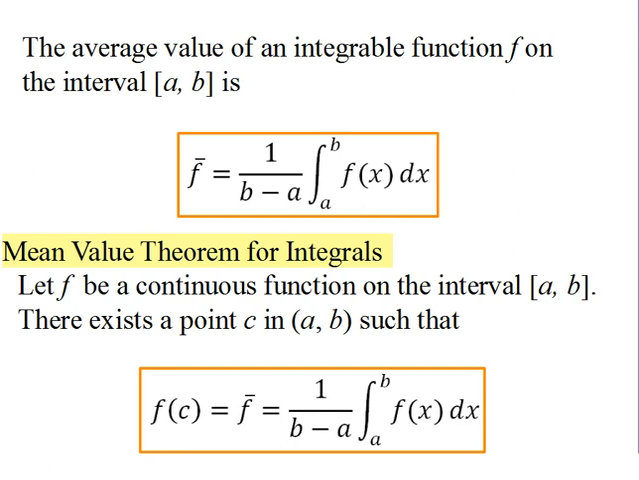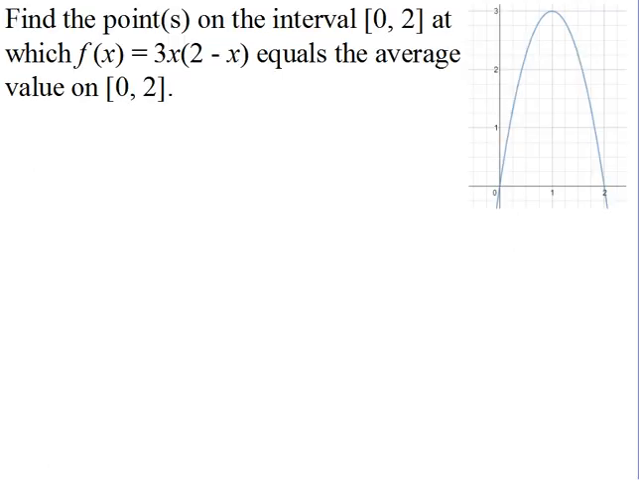Okay, and so we're going to confirm this with an example here, looking at the function 3x times the quantity 2 minus x. We want to know, on the interval 0 to 2, at what point does that function equal the average value on 0 to 2? So let's find the average value first. If you want to look at this graphically, we have the graph right here. This is our f of x graphed, and it's a parabola, as you would expect. We want to find from 0 to 2, and it's no coincidence that those are the zeros of the function, where we're looking at what's the average value in that interval.